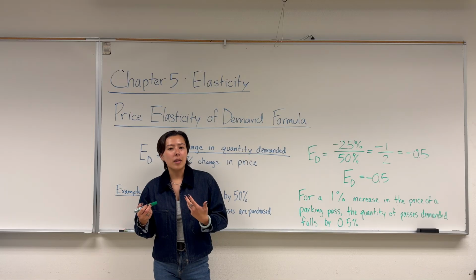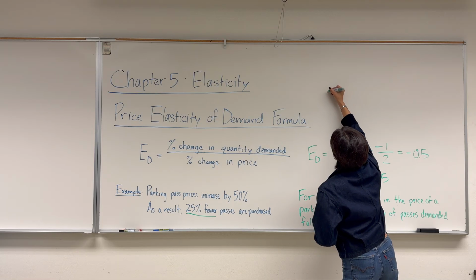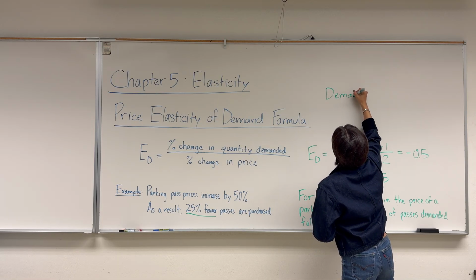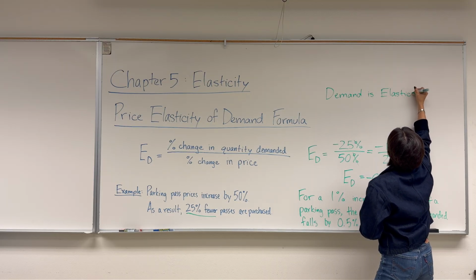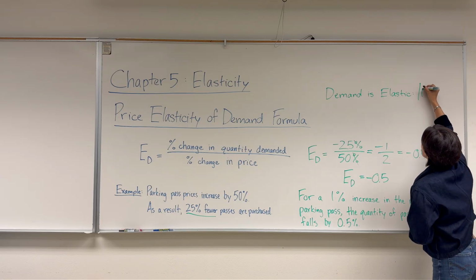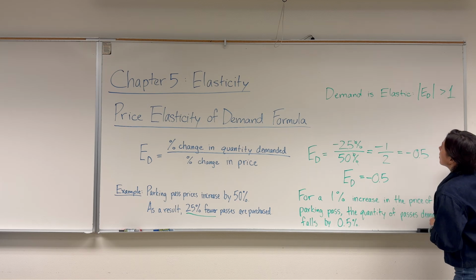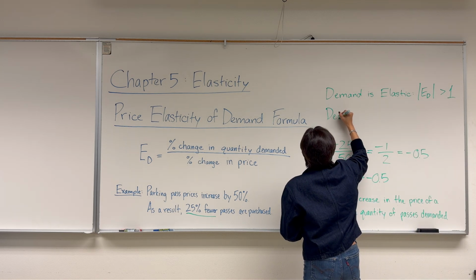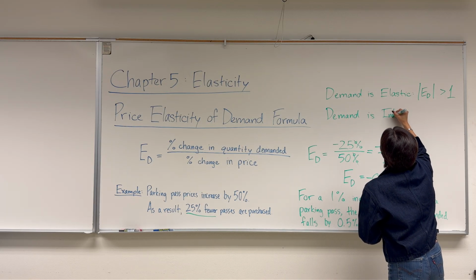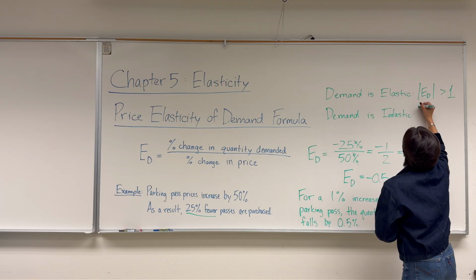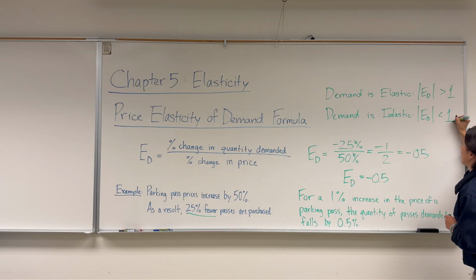But we actually have a mathematical definition that we can use to just confirm this answer. So in this class, we will say that demand is elastic when the absolute value of our price elasticity of demand is greater than 1, and we will say that demand for a good is inelastic when the absolute value of our price elasticity of demand is less than 1.